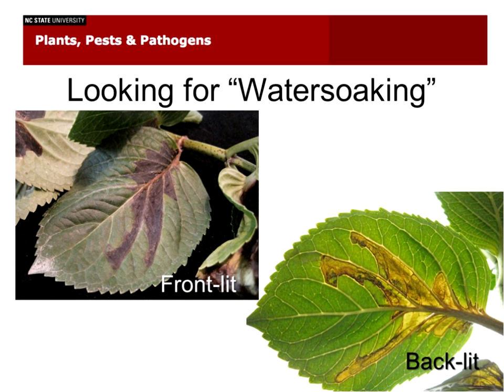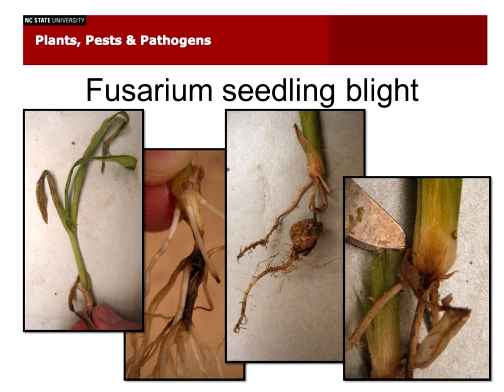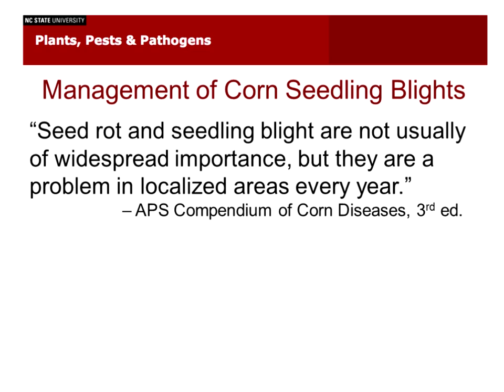And jump to the conclusion here. Laboratory assays were negative for Pythium, which is one of the things you worry about with root rot on seedling corn, but it turned out that there was Fusarium in these stems and root. So it was a Fusarium seedling blight that was the actual answer to this. Turns out, though, that this is not necessarily a serious thing. From the Compendium of Corn Diseases, which would be more focused, of course, on dent corn than sweet corn, seed rot and seedling blight are not usually of widespread importance, but they are a problem in localized areas every year.